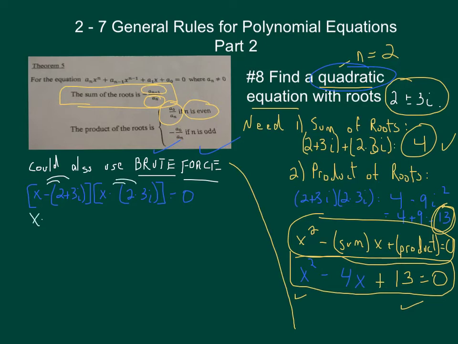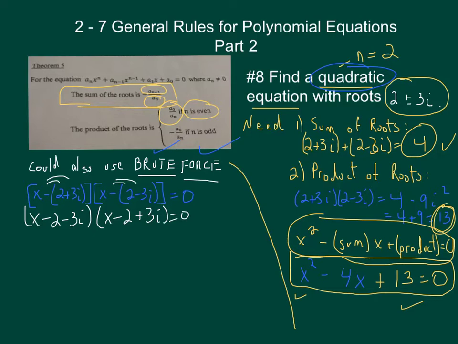Check it out. x minus 2 minus 3i. x minus 2 plus 3i. And now you need to do the distributive property. You need to multiply all this together. So, folks, you're going to have to distribute x to x, x to minus 2, x to plus 3i. And then you're going to have to go negative 2 to x, negative 2 to negative 2, and negative 2 to 3i. And then finally, negative 3i to x, negative 3i to negative 2, and negative 3i to 3i.